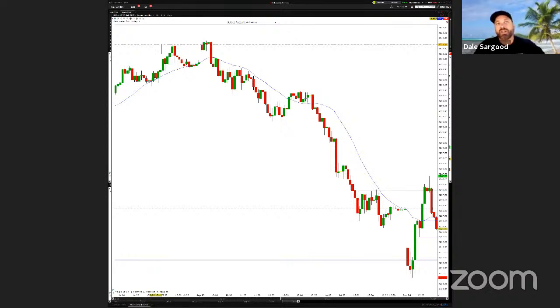So do I want to enter right now? No, I don't want to enter right now, because if I enter right now with the sellers in control of the market, the odds are stacked against me to lose money, to have a losing transaction. So I don't want to enter right now.